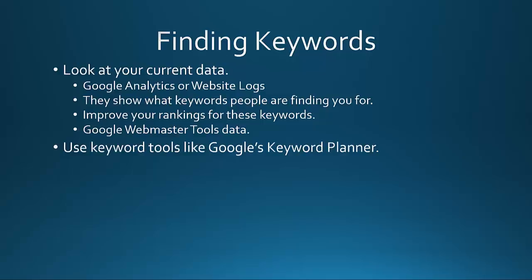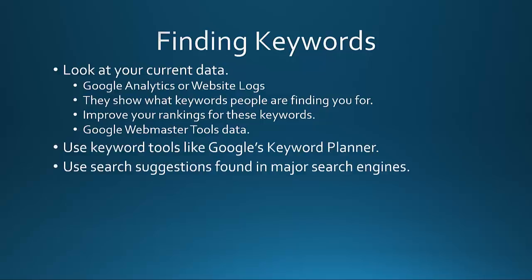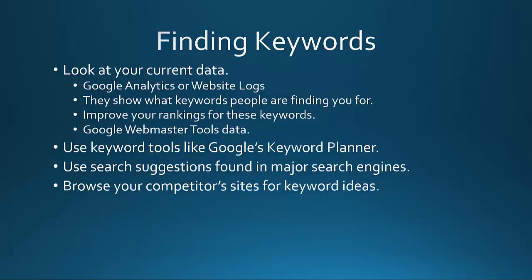Use keyword tools like Google's Keyword Planner. That's the newest tool. It used to be called the AdWords Keyword Tool. That could always change, but you're always going to want to leverage Google's keyword tool. They allow that for people that are using AdWords, but Google's Keyword Planner is a phenomenal tool. Use search suggestions found in the major search engines. Browse your competitor sites for keyword ideas.